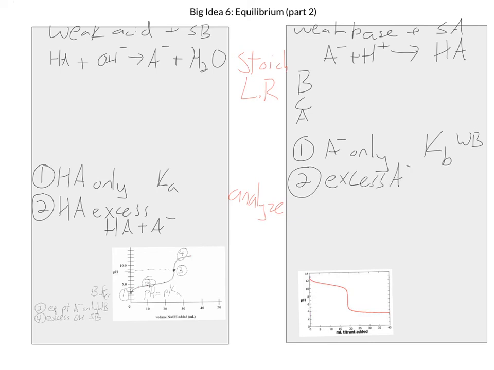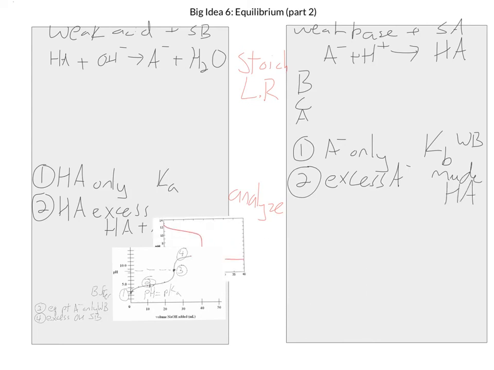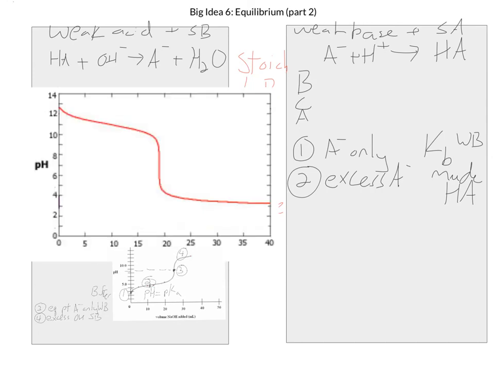We will have excess A minus, and we made its conjugate. So we make the HA. So on our graph, we can see how this plays out again. Initially, we have the weak base by itself, and then we have a buffer problem.